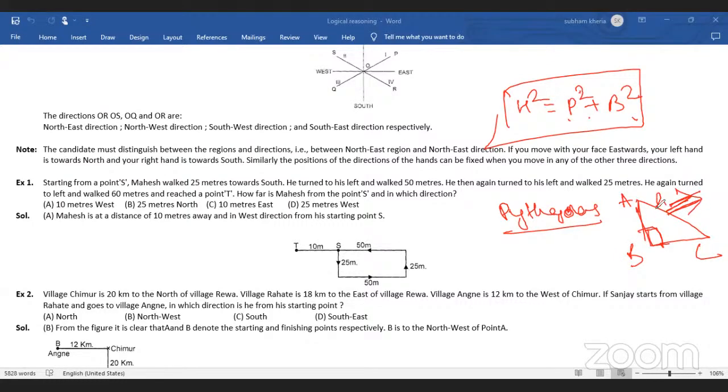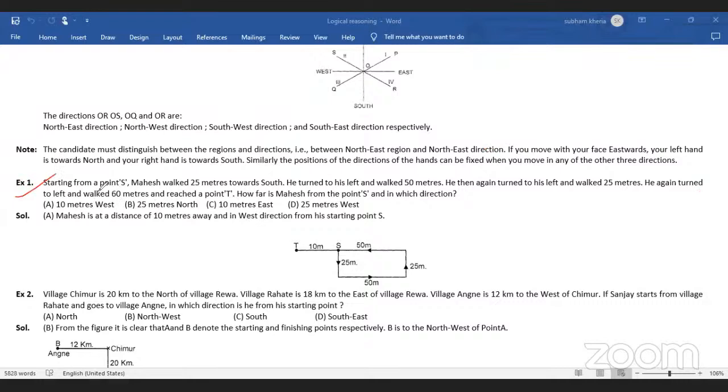AC is the hypotenuse, सबसे लंबा side. The longest side is the hypotenuse. And the other 2 sides are perpendicular and base, depending on the angle. ठीक है? याद रखना ये formula. चलो, let's find the first question.